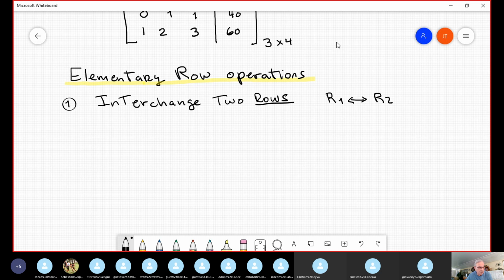Let's see one example so you can see it more clearly, an example to understand row operation number 1. Suppose this matrix: 2, -5, 3, 2.